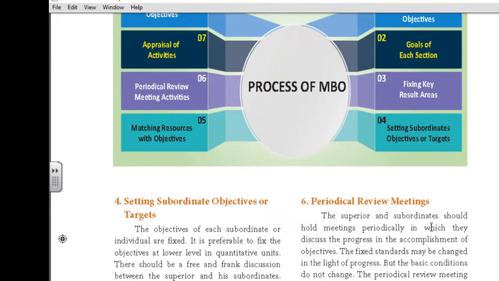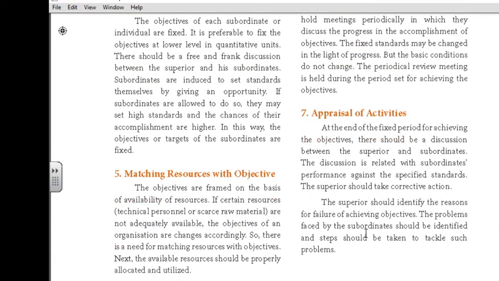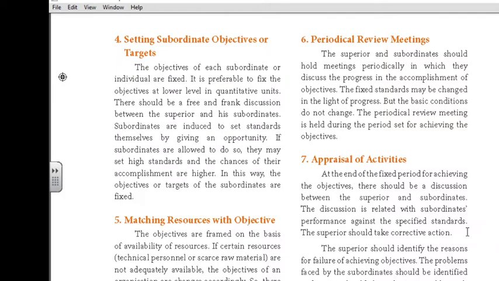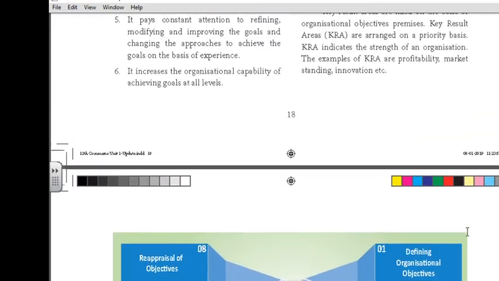Next is setting subordinate objectives or targets. Each person is given a target, and how they are going to achieve that target. Next is matching resources with objectives: what similarities are there, how we can get the raw material, so that we can complete the work to achieve our objectives. Then periodical reviews and meetings: we hold meetings on the work done to check what the pluses and minuses are, and appraisal of activities. Appraisal is nothing but appreciation of the work. So this is how the chart goes.